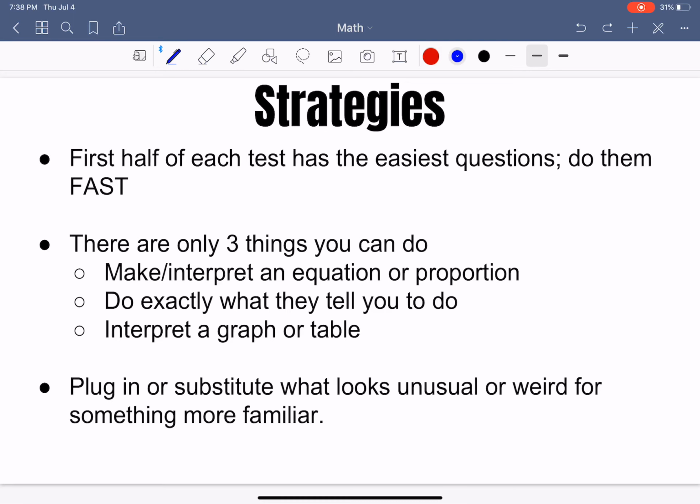Next, you can plug in or substitute what looks unusual or weird for something more familiar. A lot of the times they give us problems that you've never seen before in class, in your high school.